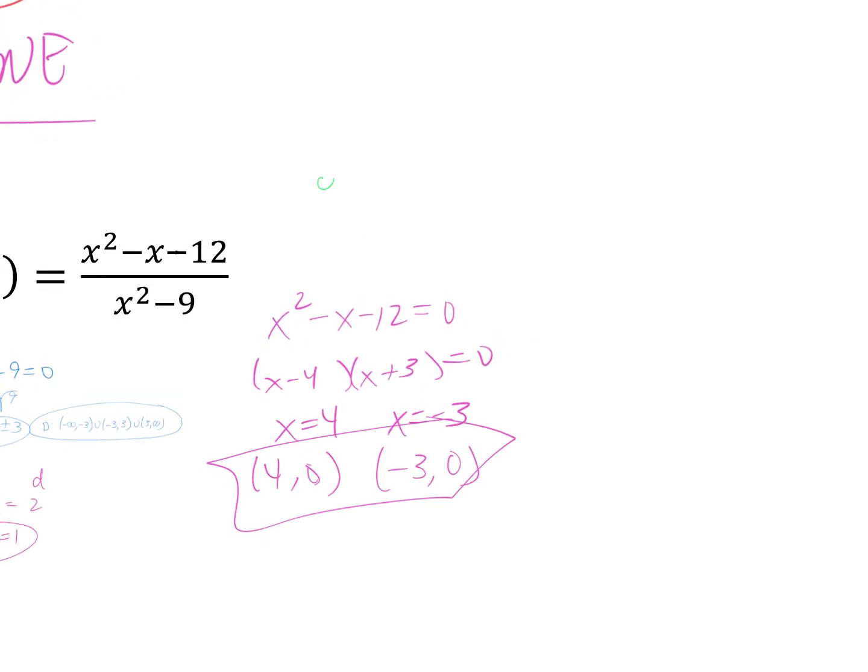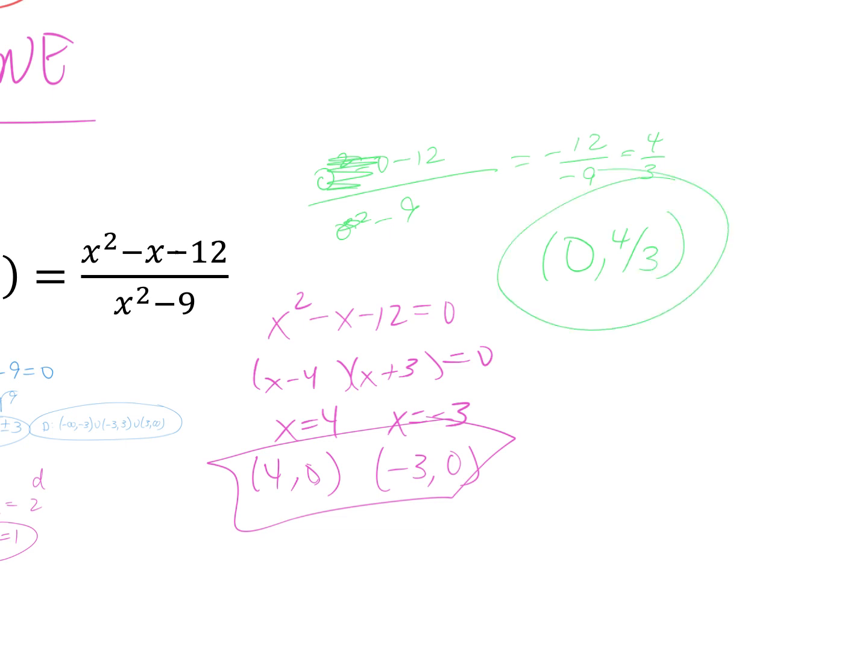Y-intercept. 0 squared minus 0 minus 12 over 0 squared minus 9. What does that give us here, guys? -12 over -9. What's a negative divided by a negative? Positive. And does that reduce? Yes, to positive 4 over 3. So when I plug in 0 for x, I get positive 4 over 3 out for y. That's your y-intercept.